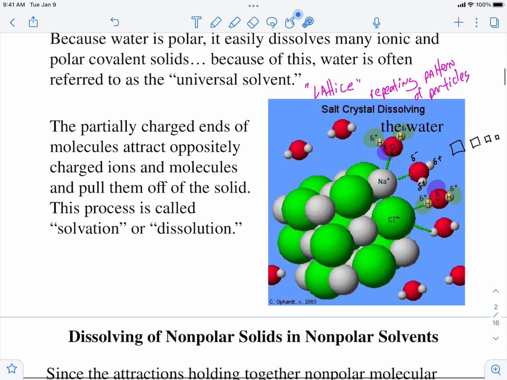This process is defined as dissolution or solvation. Both those two terms mean the same thing. They both mean dissolving. It's a technical term for dissolving.